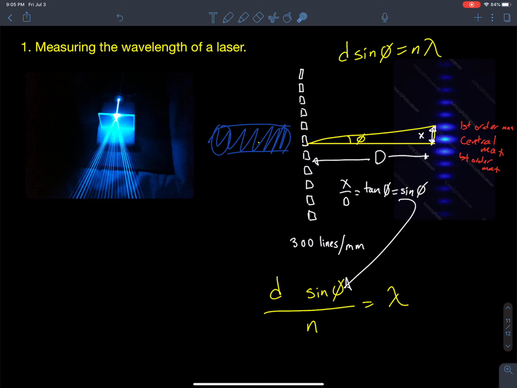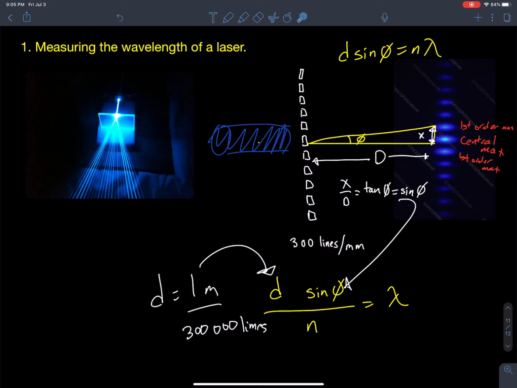Well, like I showed you above, d is going to be equal to 1 meter divided by 300,000 lines. Okay, so one meter divided by 300,000 lines times sine of that angle, x over d, divided by 1, because that's the first order maxima, would give me the wavelength of this laser. Okay, so I'm not going to calculate it for you, but this is the method at which you would apply it in order to calculate the wavelength of the laser.